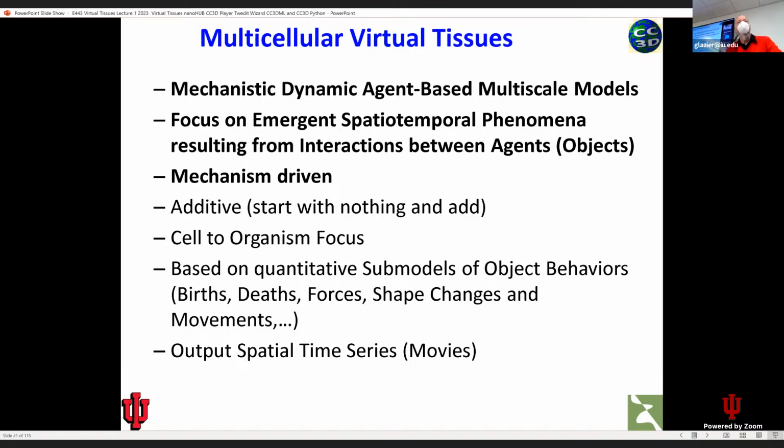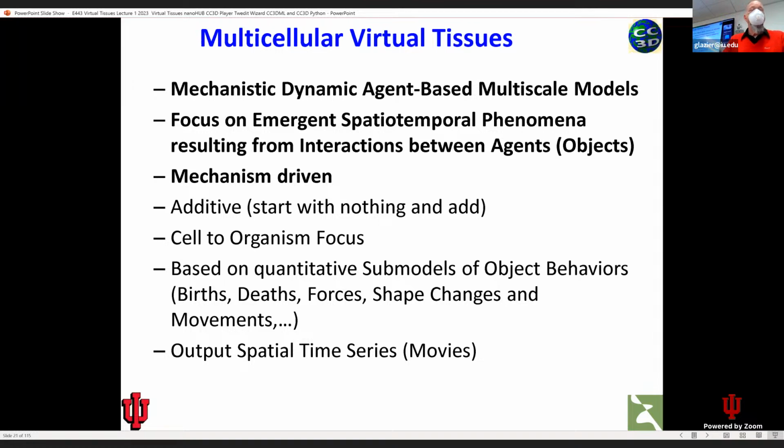So we're talking about mechanistic models here. They're dynamic, they're agent-based, if people have heard that terminology before, and they're multi-scale. Our interest is fundamentally going to be on emergent phenomena. We're going to have objects, typically cells, although those objects could be individuals in space or components of cells as well, that are going to interact. And we want to know what happens when we put those objects into an environment. What do they do? What does their large-scale organization do?